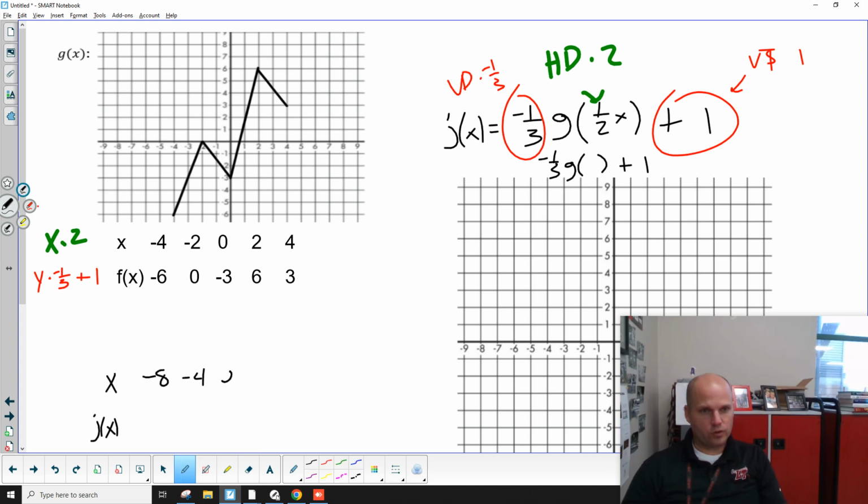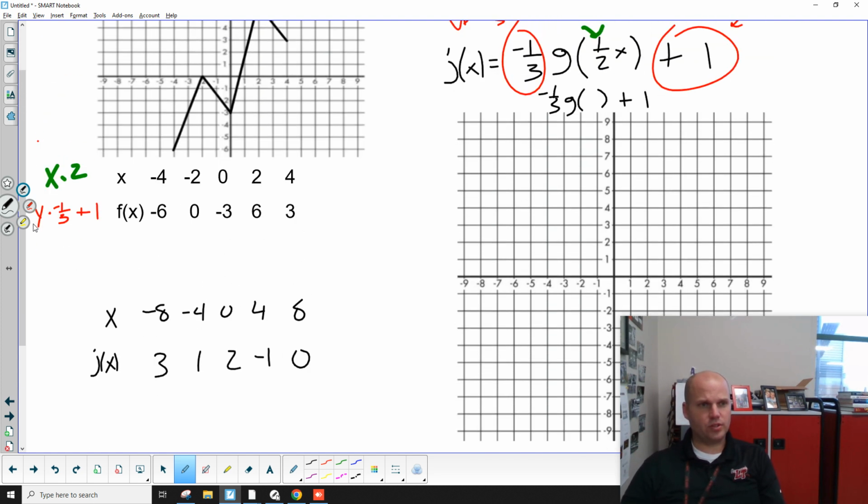-8, -4, 0, 4, 8. In order, +2, +3, 1, +1, +2, -2, -1, -1, 0. Boom. Plot those points. You got it. -8, 3; -4, 1; 0, 2; 4, -1; 8, 0.